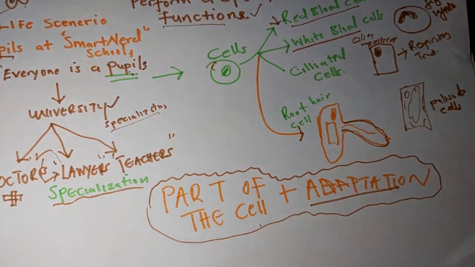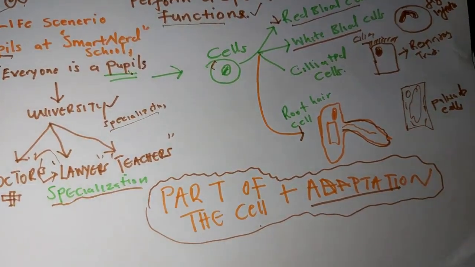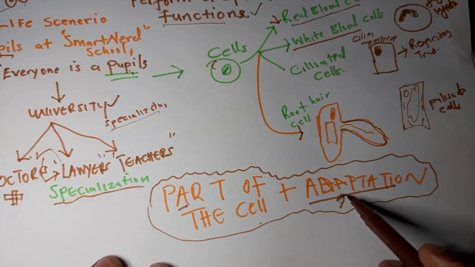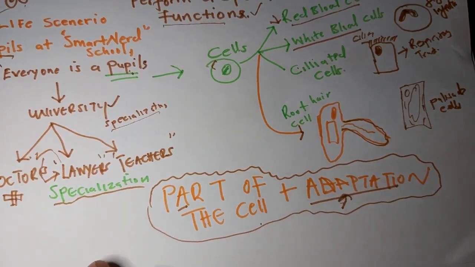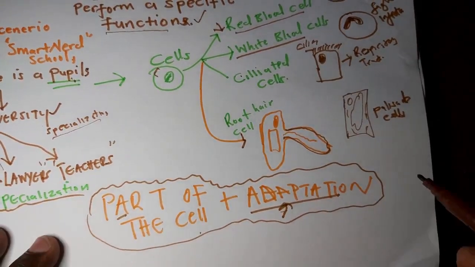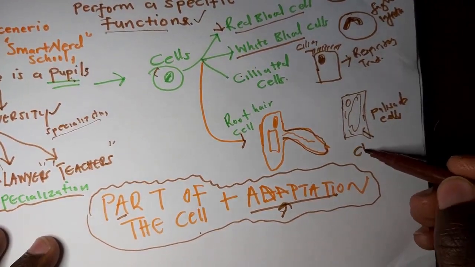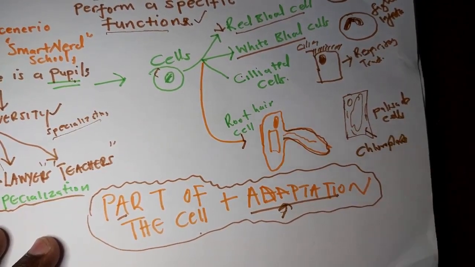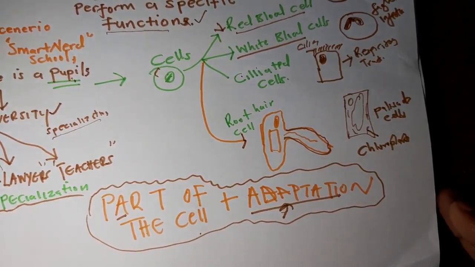In my next video, we'll look at each cell one by one. We're going to look at the part of a cell that gives it the adaptation to carry out its function. For example, the palisade cell has numerous chloroplasts, allowing it to perform its function.